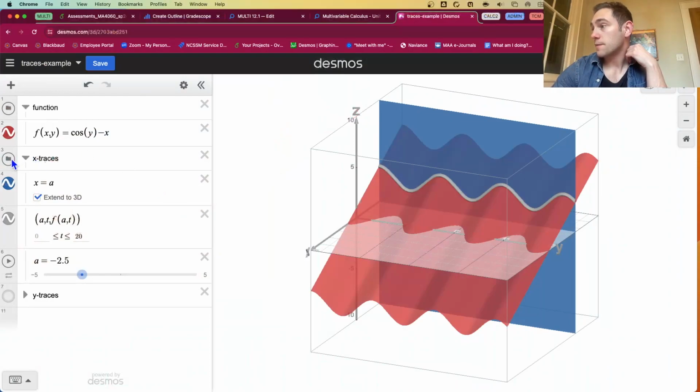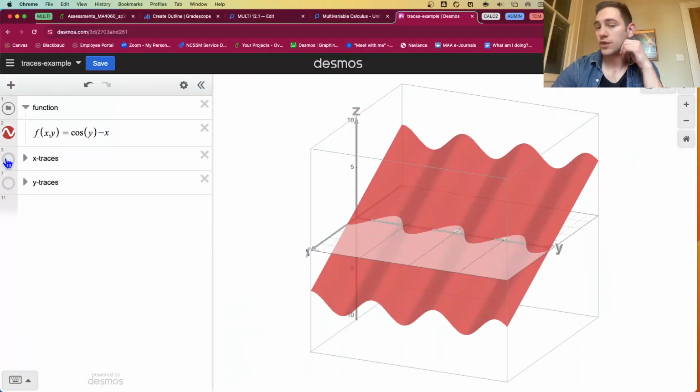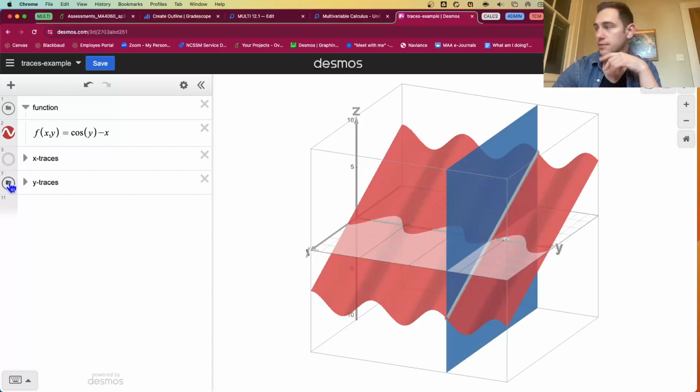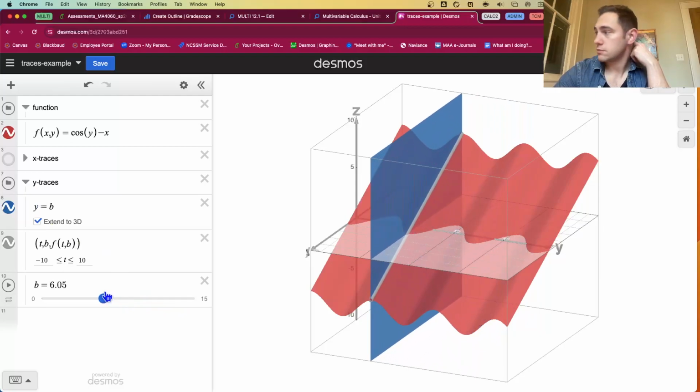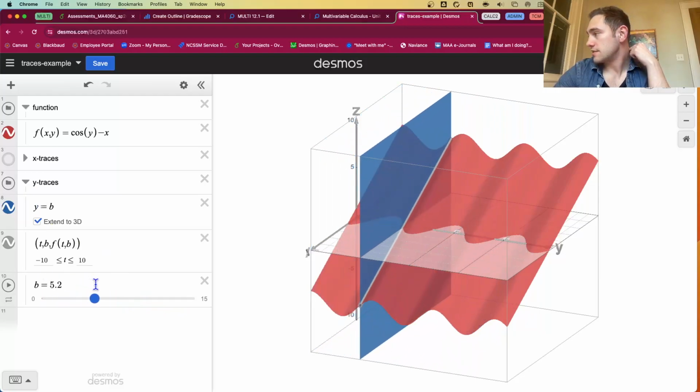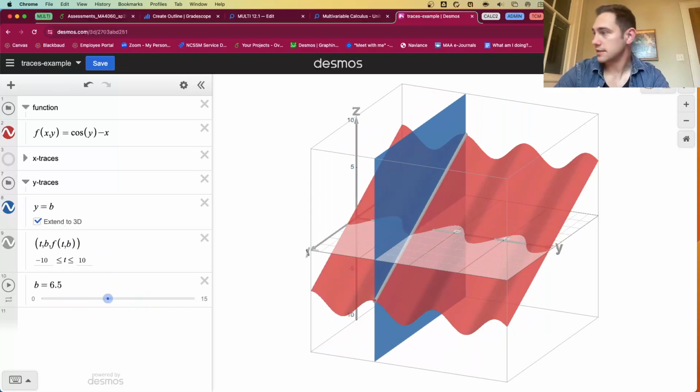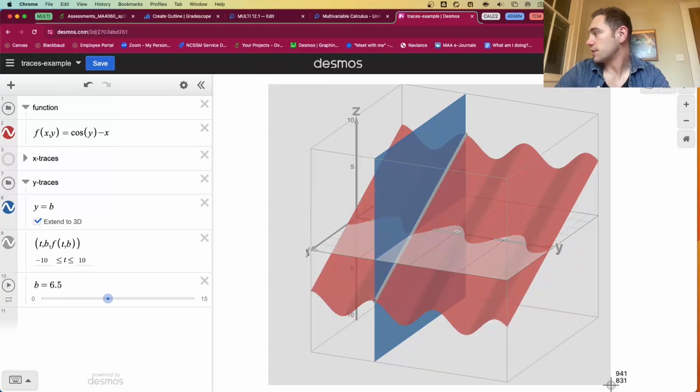Of course, I can also look at the y traces, so not intersecting with a plane x equals some constant, but intersecting with a plane y equals some constant. So now I'm imagining plugging in y equals 3 or y equals 7 into our function f, and I just see some constant minus x. So of course, what is that? It's just a line. I just see the graph of some line with slope -1. So the traces with y equals some constant are just the graph of minus x plus some constant.